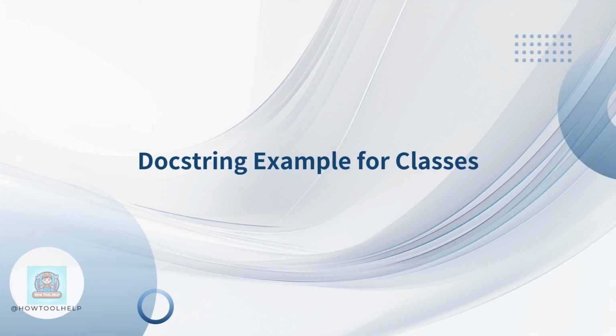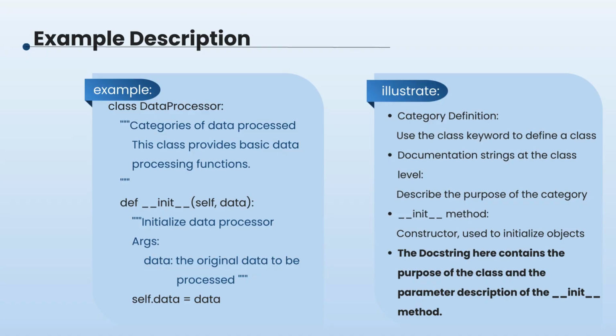Example: class docstring. In addition to functions, classes can also have docstrings. Here's an example of a class docstring. In this example, we define a class called DataProcessor. Its docstring includes a description of the class's purpose and an explanation of the __init__ method's parameters. This helps developers understand the functionality and usage of the class.